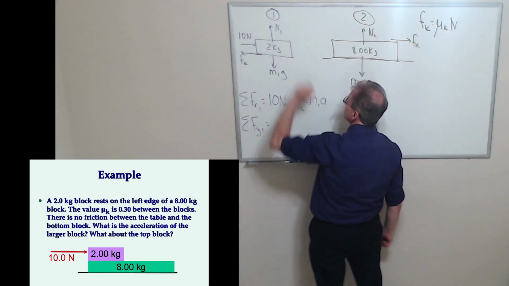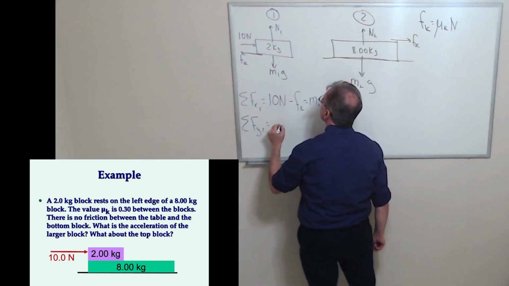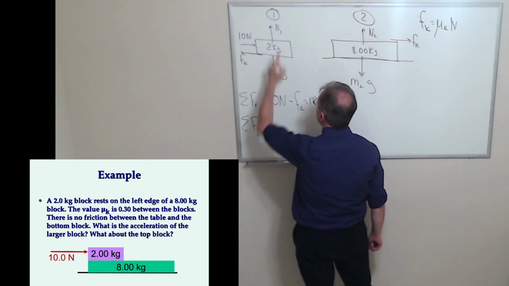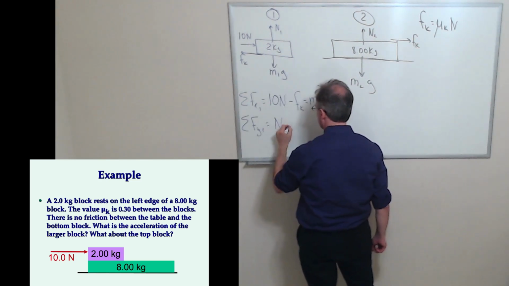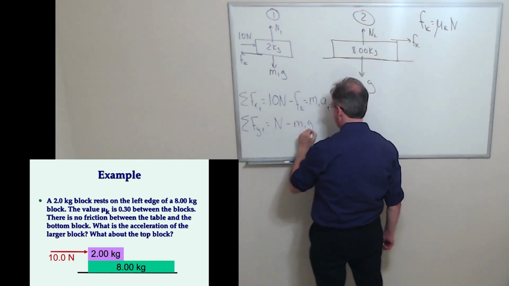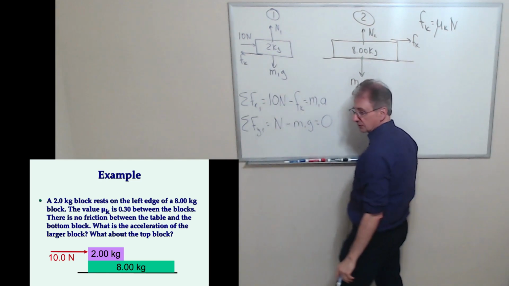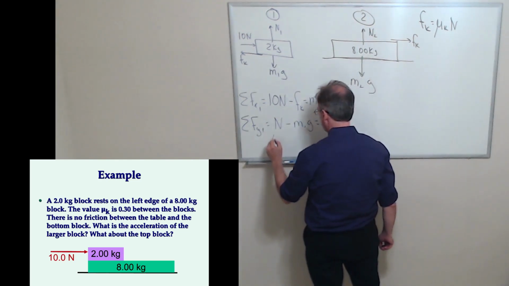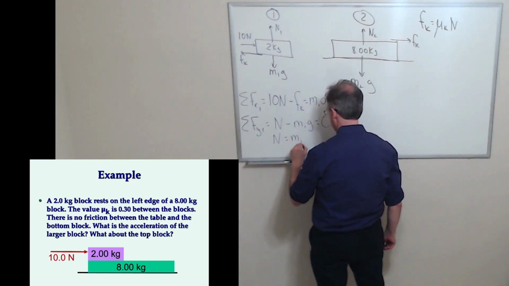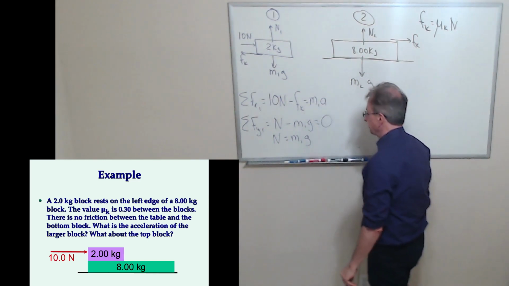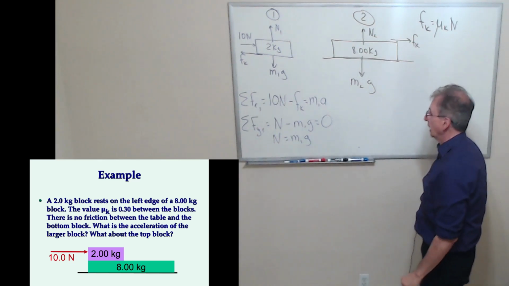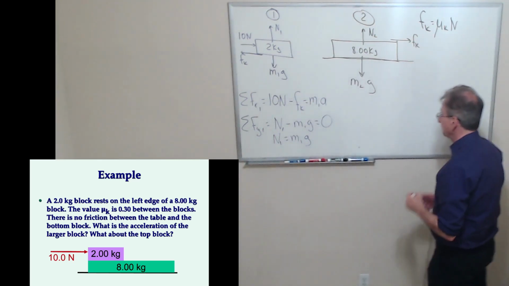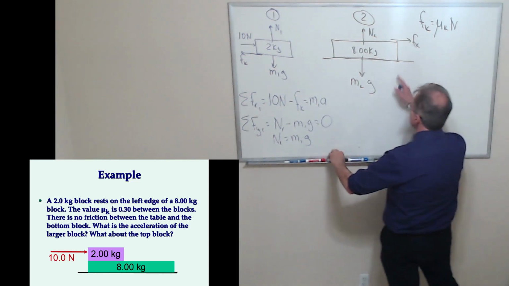So up is positive, down is negative. And I didn't say it earlier, to the right's positive, to the left is negative. I have N1 pointing up, M1G pointing down. The sum of those forces equals 0 because it ain't moving up or down. And so the normal force is M1G. And I should label this N1. Okay, let's take a look at this object.